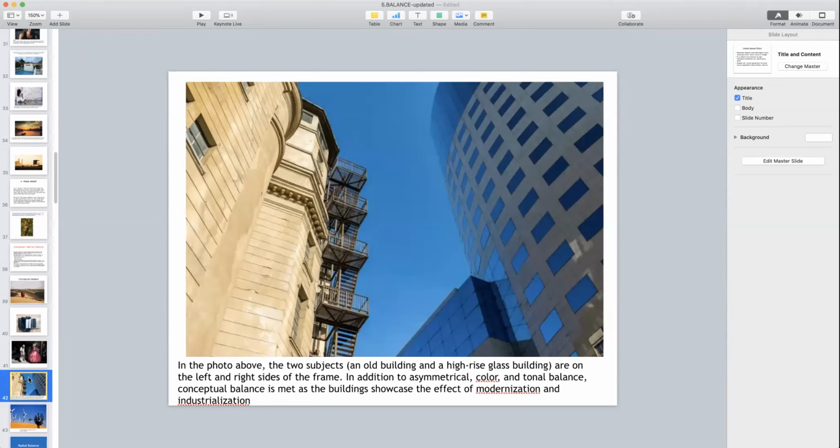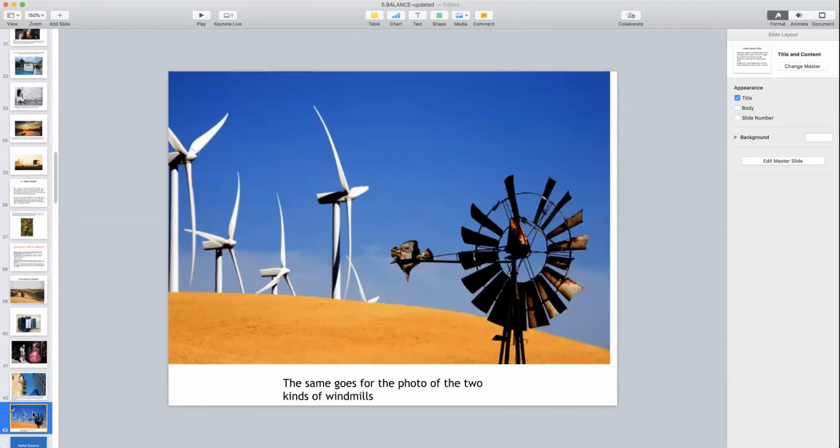As I just said, in the photo above, the two subjects, an old building and a high-rise glass building, are on the left and the right side of the frame. In addition to the asymmetrical balance, which we will talk about later, and colors and tonal balance, conceptual balance is also met as the buildings showcase the effect of modernization and industrialization. Old buildings are being broken down and new buildings of this type come up. If you go to Gurgaon, you will find many such buildings there. OK, so this is also an example of conceptual balance. Now here is a photograph, and the same goes for the photo of the two kinds of windmills.